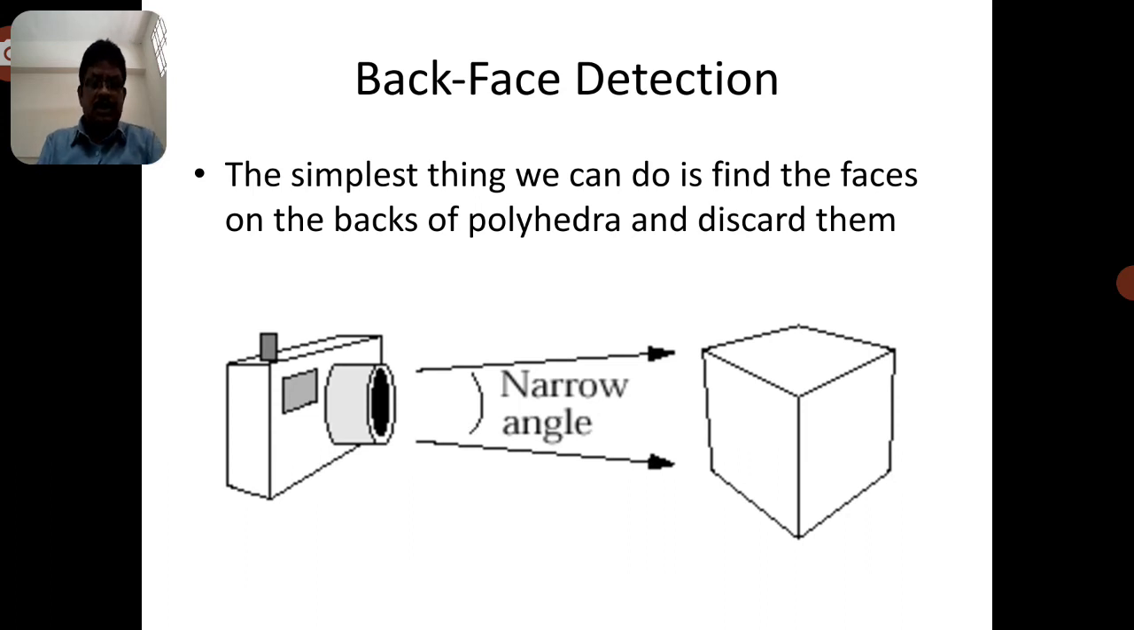Now you can consider this particular narrow angle. Whatever the photo image, we have to consider the narrow angle. A simple thing we can do is find the faces on the back of the polyhedra. So this is a polyhedra diagram, and the polyhedra backside can be viewed in the narrow angle, so that we have to observe here.